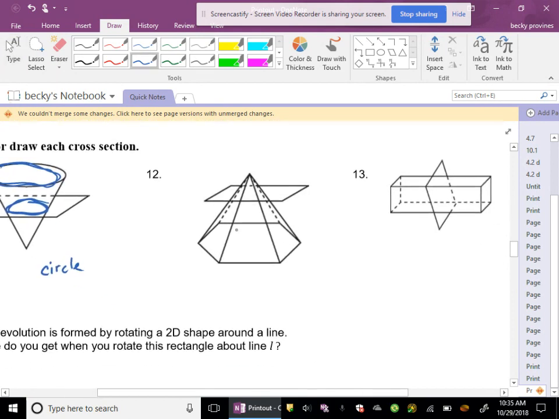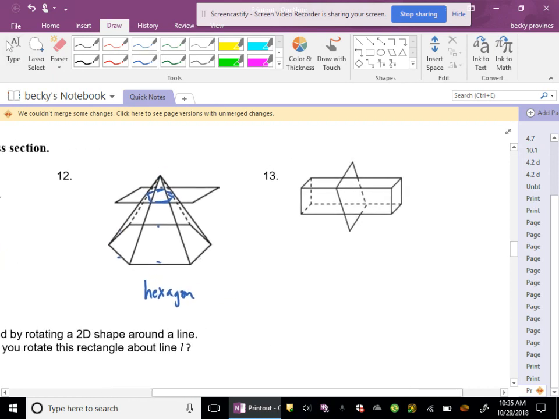Now, what is this shape at the bottom? There's 1, 2, 3, 4, 5, 6. It's a hexagon. So up here at the top, if you were to cut it, it would just make a smaller hexagon. So you could either draw it or just write the word hexagon.